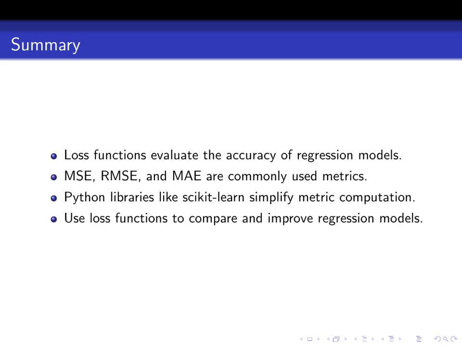To summarize, loss functions are essential for evaluating regression models. Metrics like mean squared error, root mean squared error, and mean absolute error provide insights into model accuracy. Python simplifies the computation of these metrics, making it easier to compare and refine models. Use these tools to ensure your regression models perform effectively and generalize well.